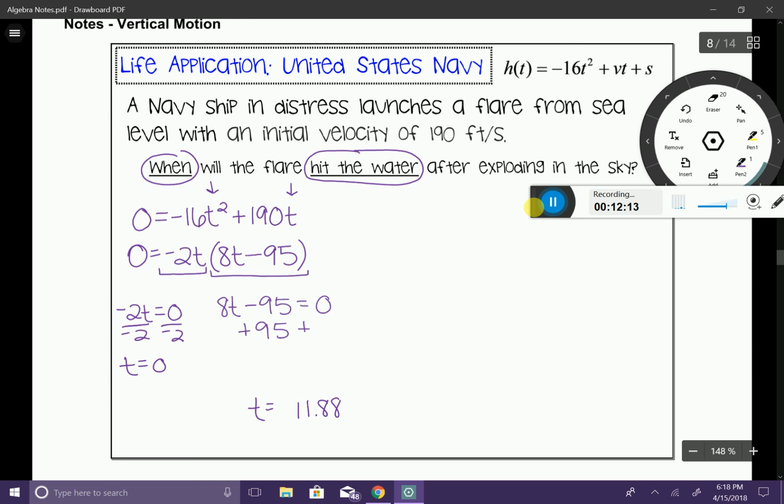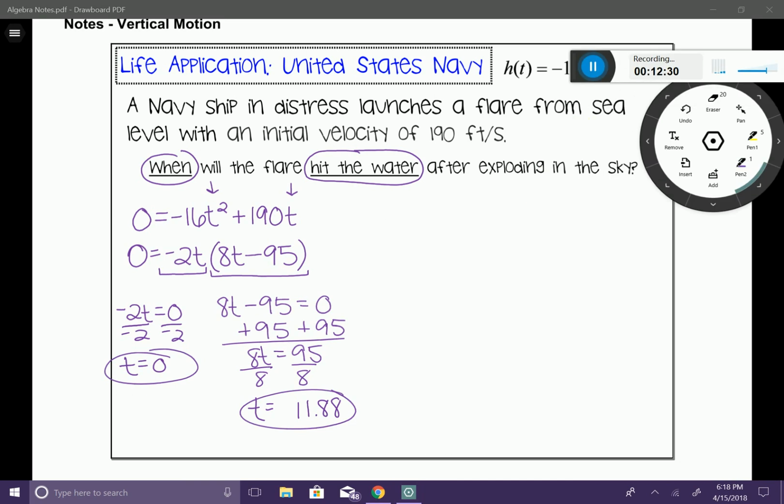I'm just going to add 95 this time. There we go. So 8t is equal to 95. That's much better. Divide by 8. That gives me an answer of 11.88. So you can see here that I have 2 answers, right? But which one is correct?